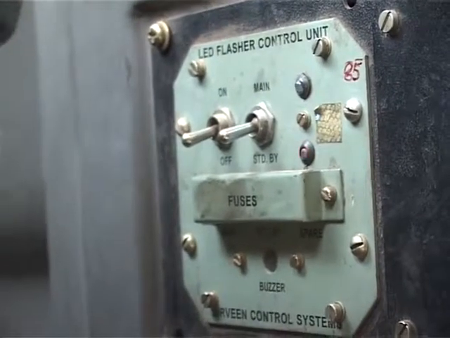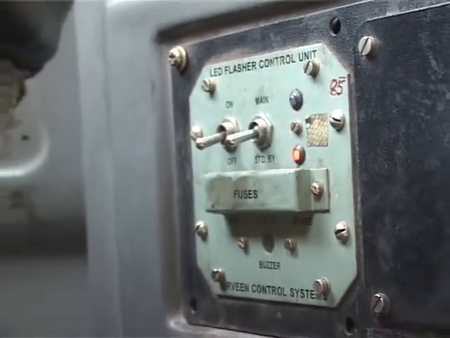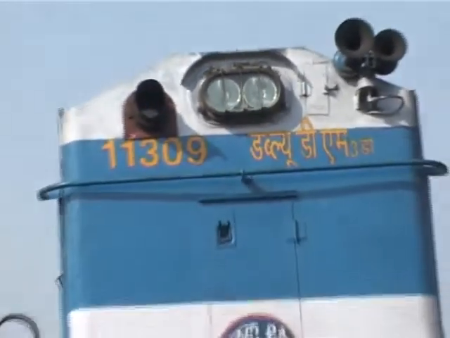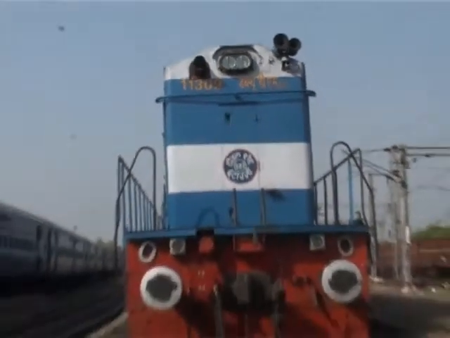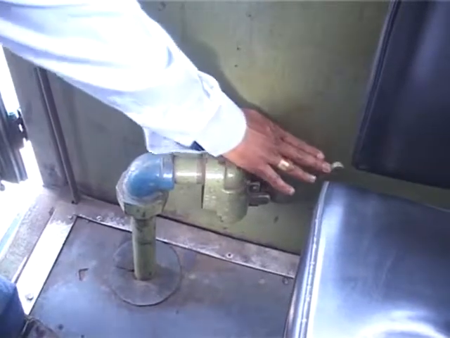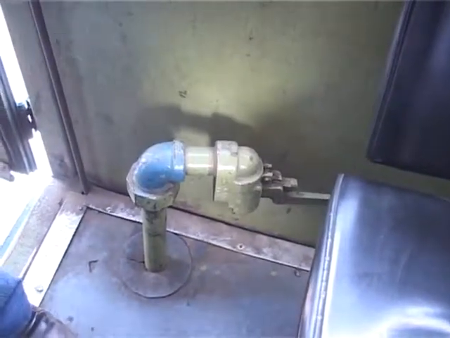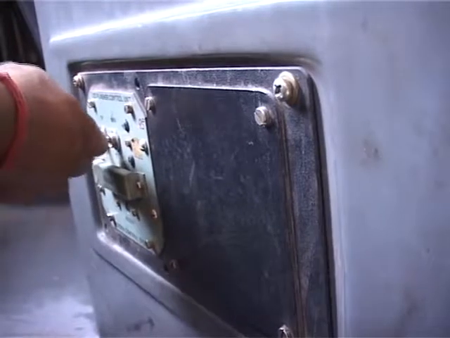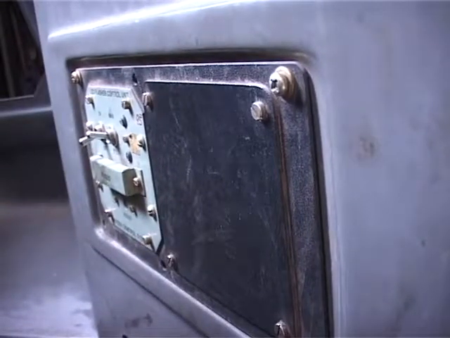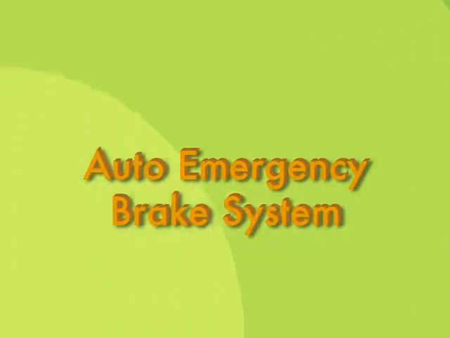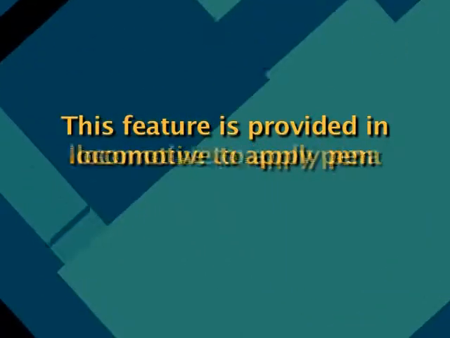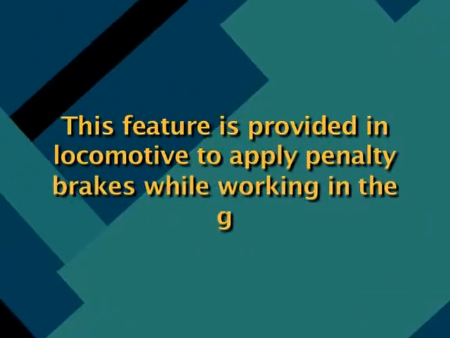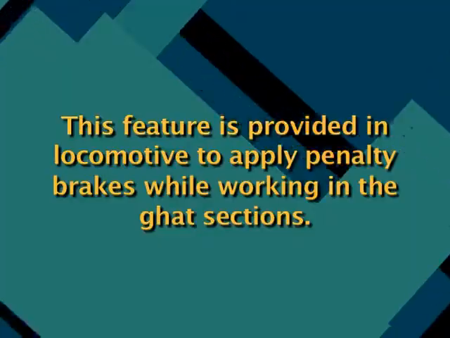Auto flasher. The MEP 660 control system switches on the train's flasher light automatically during train parting or when the driver applies the emergency brake. In addition, the driver can also switch on flasher lights whenever needed. Auto emergency brake system. This feature is provided in the locomotive to apply penalty brakes while working in the ghat sections.